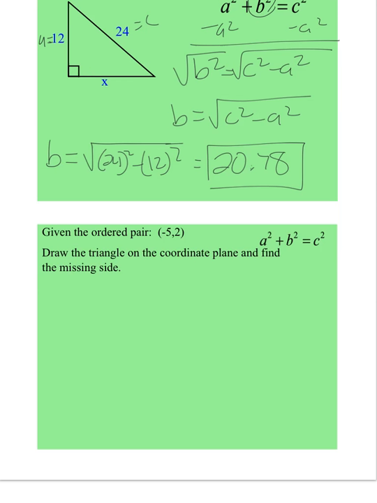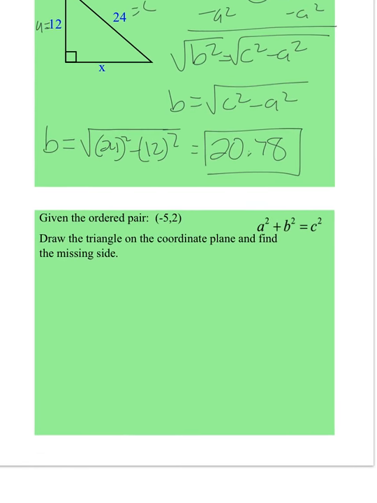Now in our next example, we're going to be given an ordered pair of negative 5, 2. From that, we're going to draw a triangle on the coordinate plane, and we're going to try to find the missing side. So I'm going to sketch a coordinate plane here with an x-axis and a y-axis. Our coordinates are negative 5 and positive 2. I'm going to draw a right triangle based on this point of negative 5, 2.